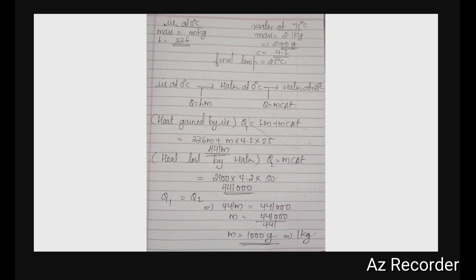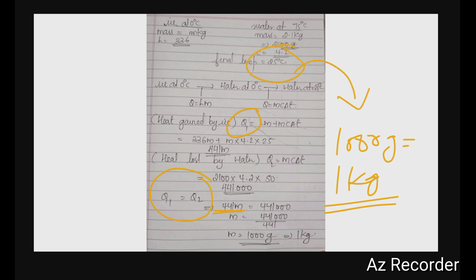By the principle of method of mixtures, or the principle of calorimetry, we can conclude that the heat lost by the water will be equal to the heat gained by the ice. That is, Q1 is equal to Q2. On equating, we get 441 M is equal to 441,000. On solving, M is found to be 1000 gram. 1000 gram is equivalent to 1 kilogram. So the quantity of ice that must be added so that the final temperature becomes 25 is 1 kilogram. You need to add 1 kilogram of ice into the water at 75 degrees Celsius so that the final temperature reaches 25 degrees Celsius.